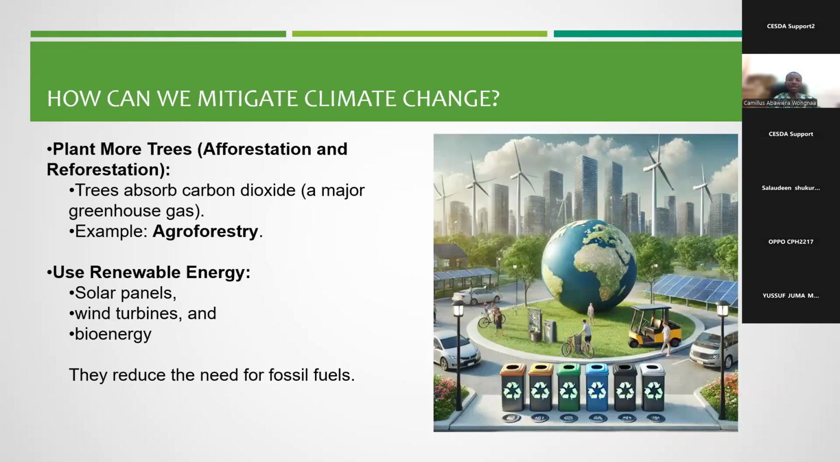So what can we do? What can you and I do? I believe that you and I, from wherever we are, there's something that we can do to help address this climate change menace. So how can we mitigate climate change?